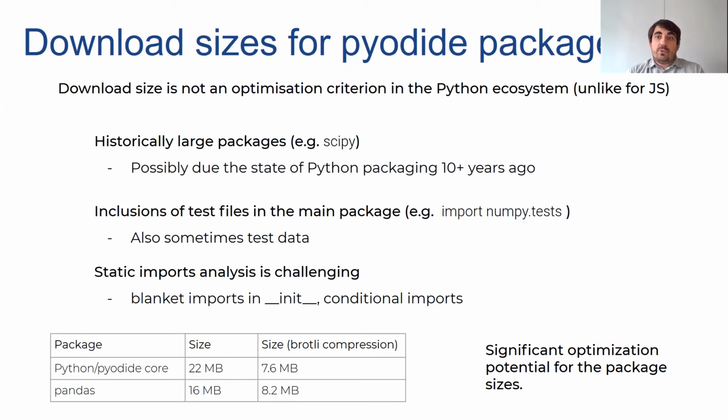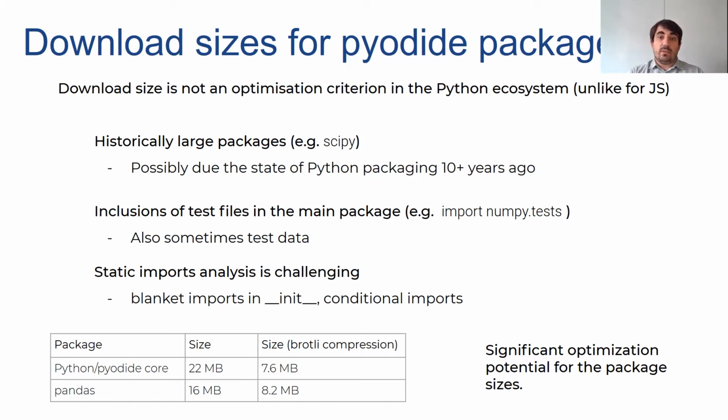Then there is, for instance, the inclusion of tests in the main package, which is nice for development, but if you use this package, you don't necessarily need tests when you deploy it somewhere. And then, if you want to do static analysis of imports, it's also challenging because there are lots of imports that not all of them are used, and you can have conditional imports, and if the conditional imports fail, something else happens. So it's a challenging problem. So the bottom line is currently the minimum size to run Pyodide is around 20 megabytes.